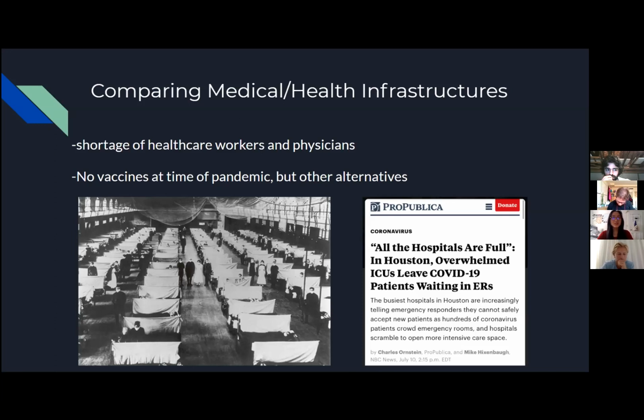So similarly to how doctors attempted to use aspirin to cure the Spanish flu, we also discovered that hydroxychloroquine was proven ineffective. But our doctors do have a variety of treatment options due to the advancements in our medicine and technology. So such as antiviral drugs such as remdesivir or steroids such as dexamethasone.